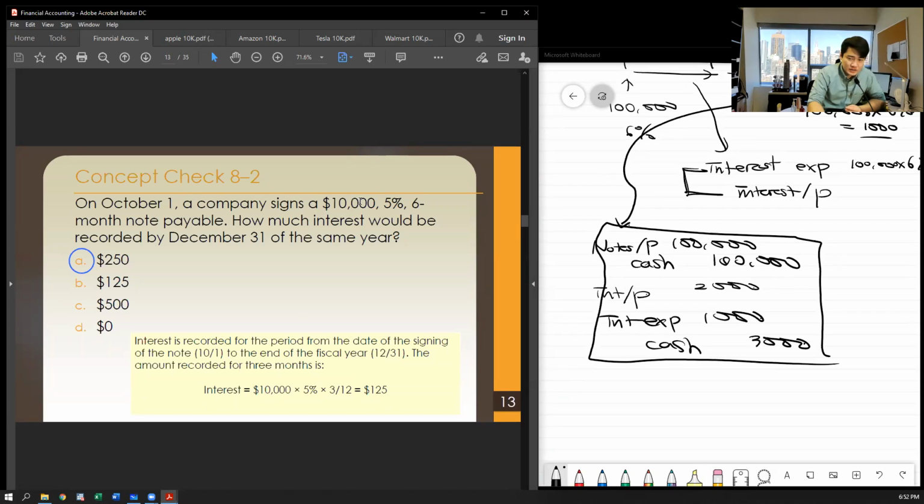So this is notes. So the company signs a $10,000, 5%, 6 months notes payable. How much interest will be recorded by December 31st of the same year? So very easy. The principal amount, $10,000, multiplied by the interest rate, which is 5%. And from October 1st to December 31st, 3 months have elapsed. So 3 out of 12. So at the end of the year, December 31st, you're going to report 125. I'll fix that. $125 of interest expense. Right?